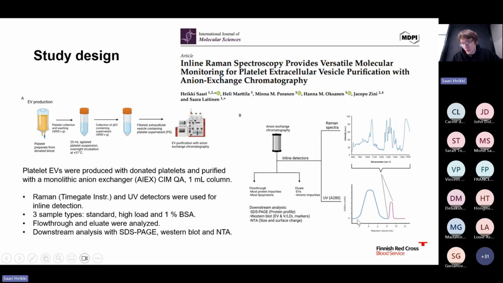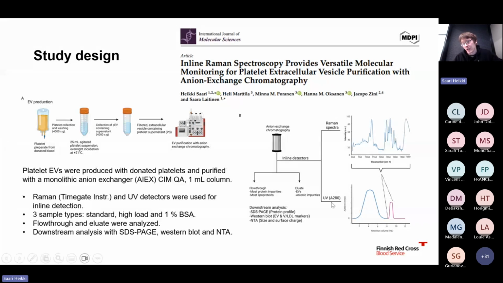With a UV detector, you get a chromatogram much like this: you have an injection peak, something that comes through that is unbound material, and then when you increase salt concentration, you elute a second peak. But with Raman, we measure the whole Raman spectra every 20 seconds during this process, so we get a lot more detailed information of the whole run.